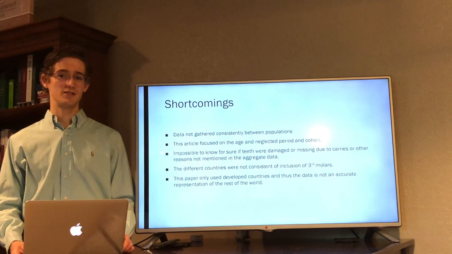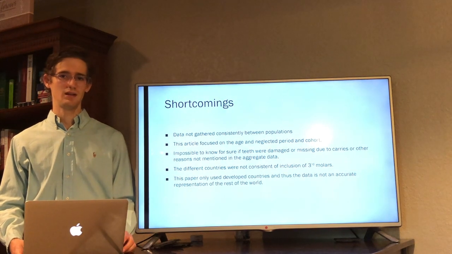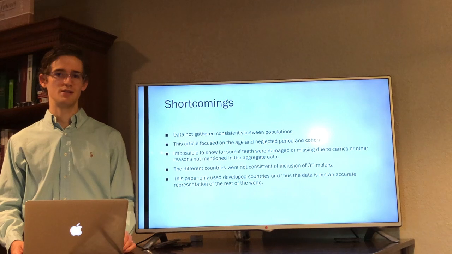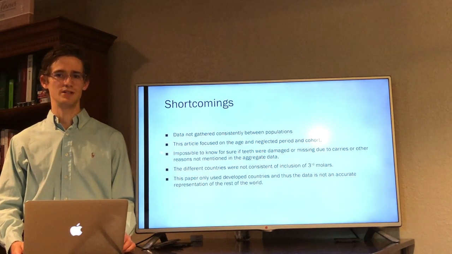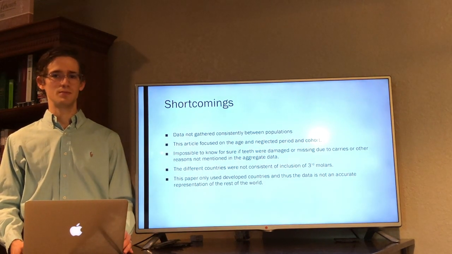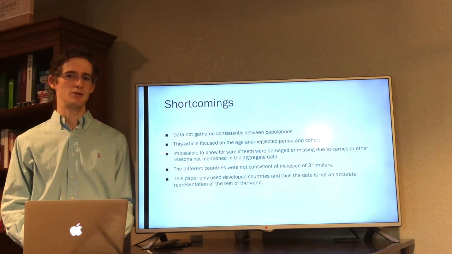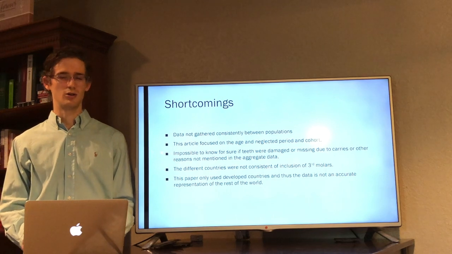The different countries also did not include all the teeth. So Japan and Sweden did not include third molars, whereas the United States, as well as England and Wales, did include third molars in their data sets. This didn't affect the results too much because these countries weren't compared to one another. They were just compared to themselves across the age, across the period, and across the cohort.